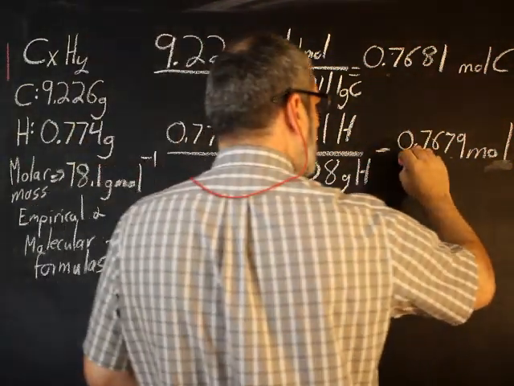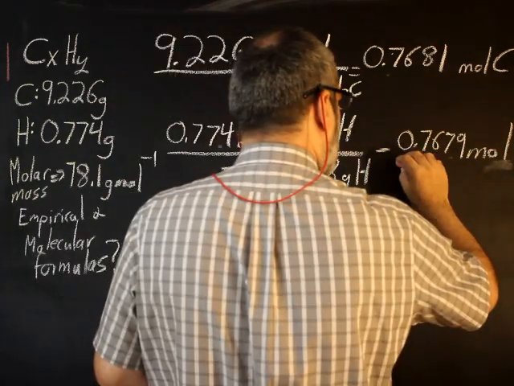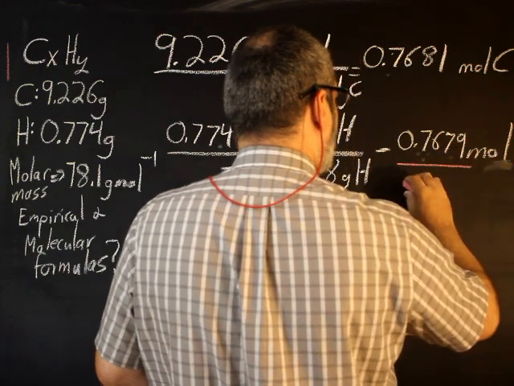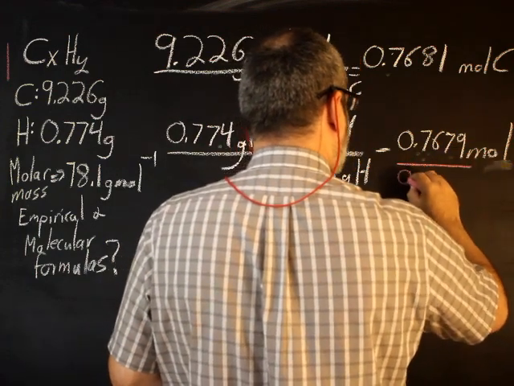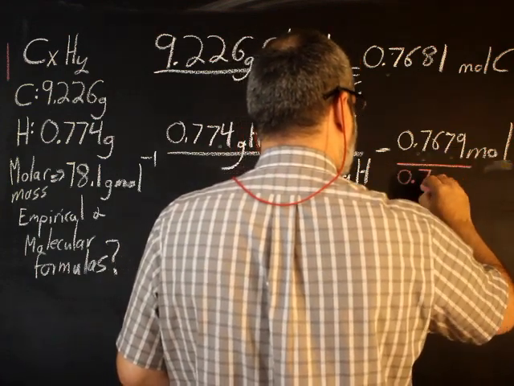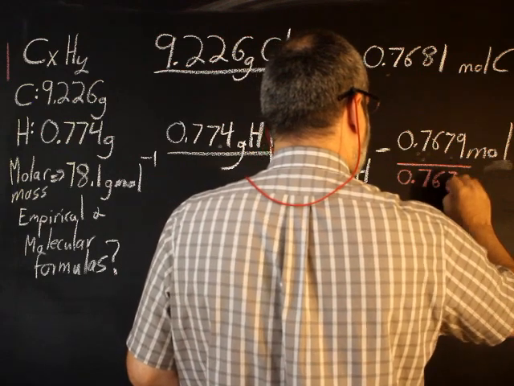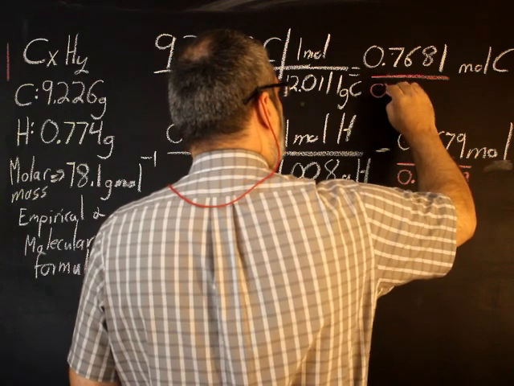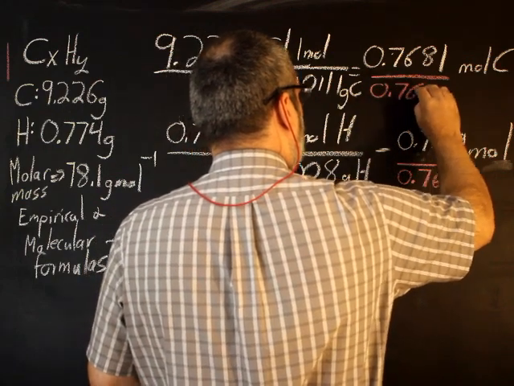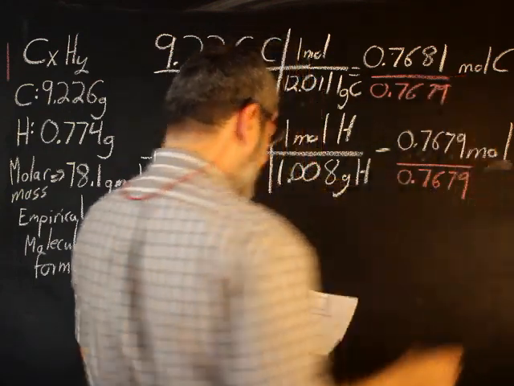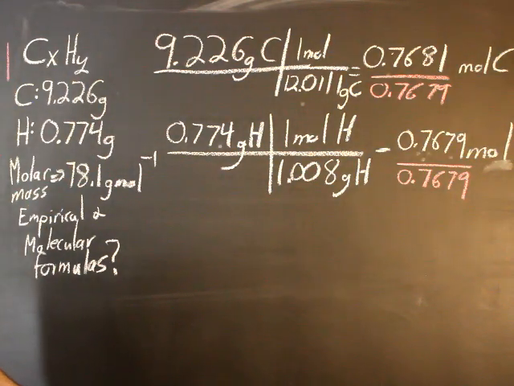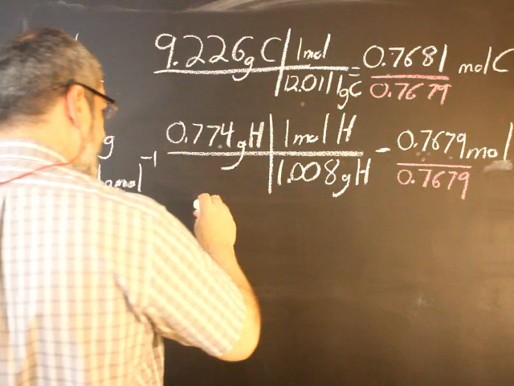So I'm going to divide both of them by the smallest. So I'm using a different color to show that. Okay, so I divide each, and it essentially gives me a 1-to-1 ratio.